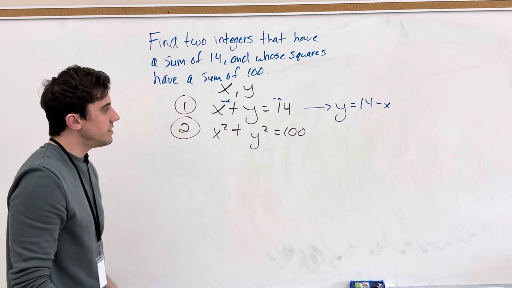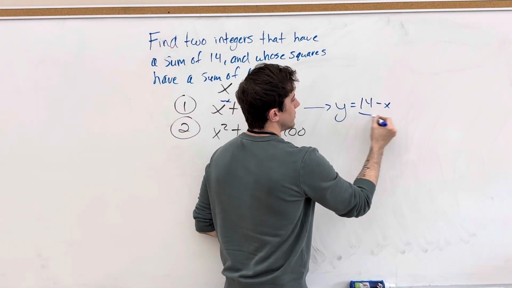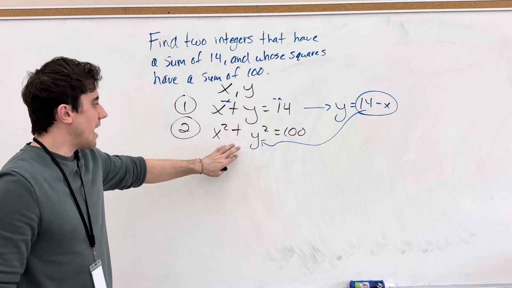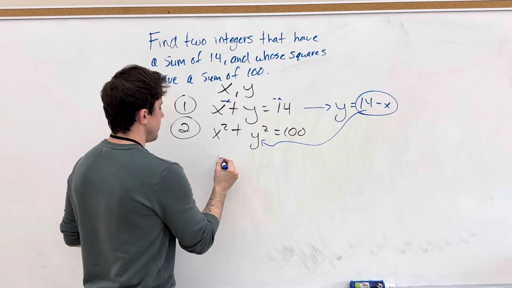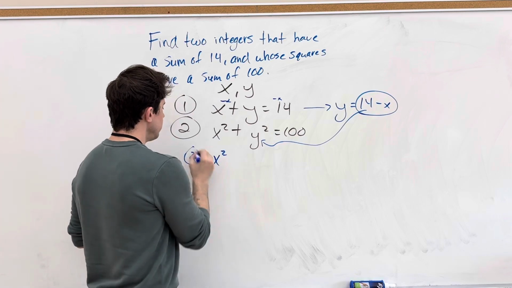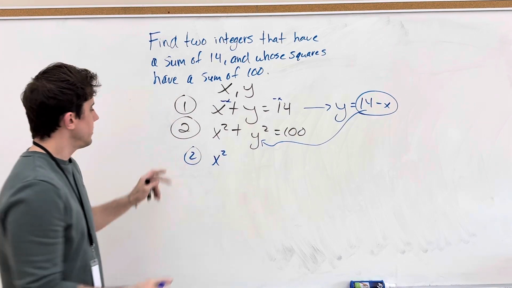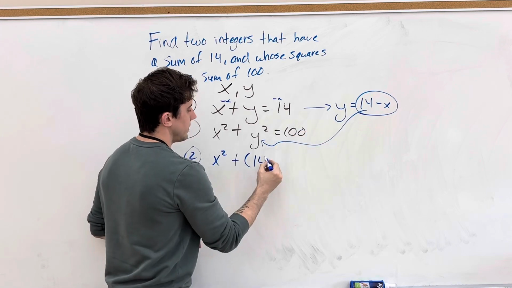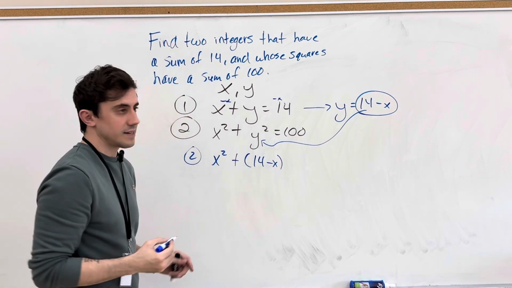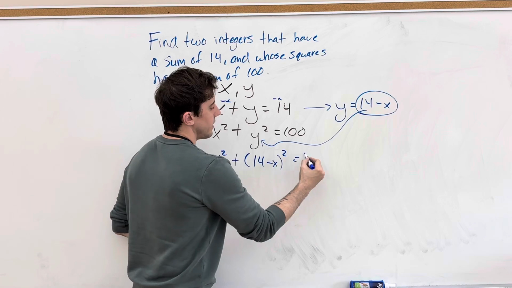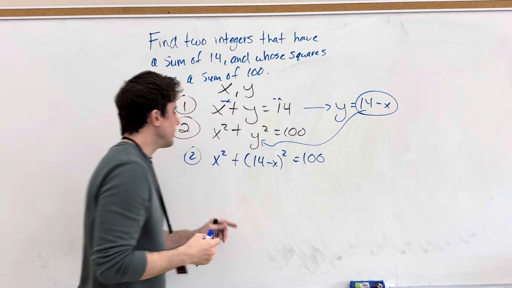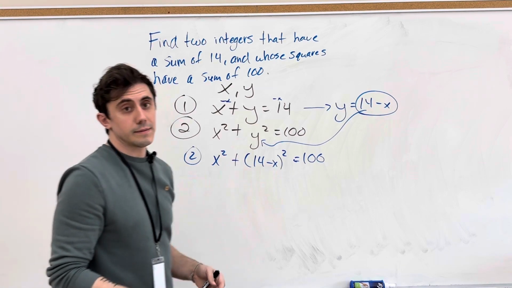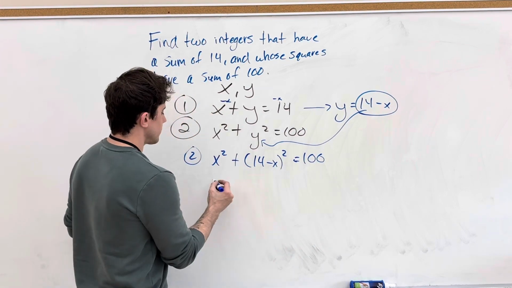Now that we have an expression for y in terms of x, we can substitute that into our other equation that we haven't used yet. And that means that equation number 2 is now going to be x squared plus what y is in terms of x, 14 minus x squared, and that's equal to 100. And so you'll notice that now our equation is all in terms of x, and so we'll be able to solve for x. So let's go ahead and expand that.